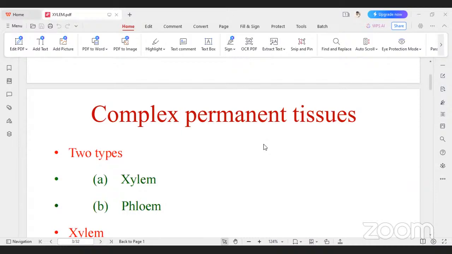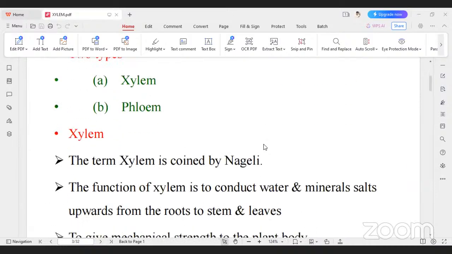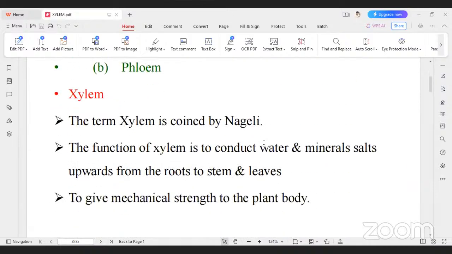Next, the complex permanent tissue has two types, xylem and phloem. First, let's discuss xylem. The word xylem was first used by Nageli. The function of xylem, as you already know, is to conduct water and minerals upward from the roots to the stem and leaves, and to give mechanical strength to the plant body. This is the unique function of the xylem.